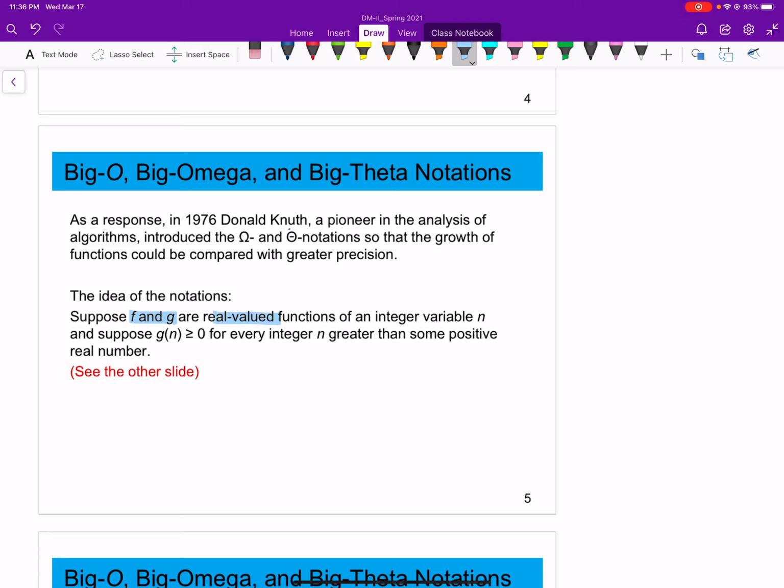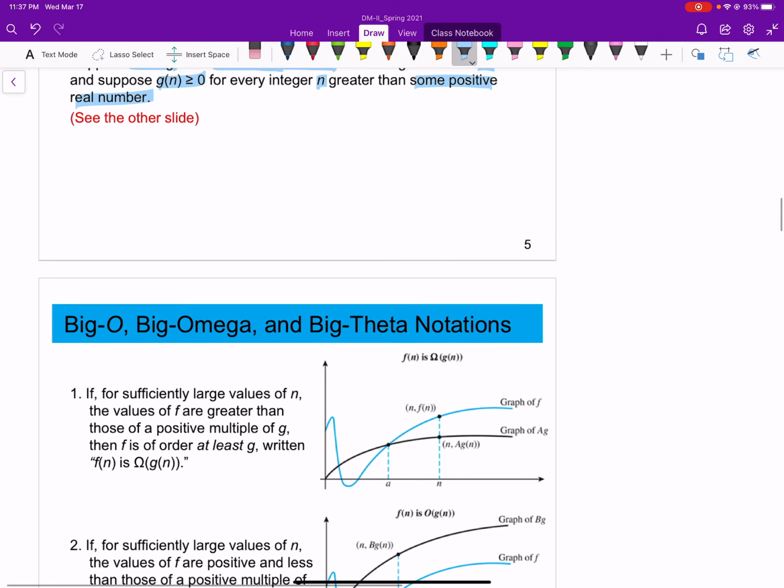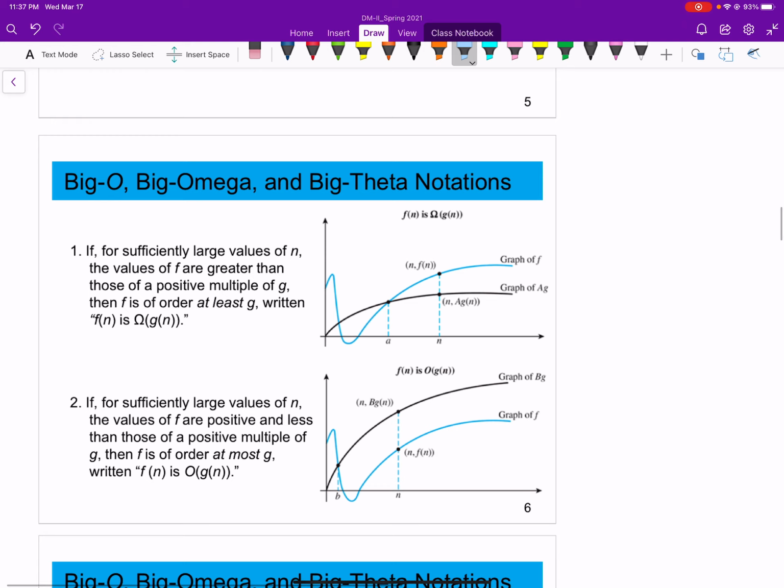F and g are real valued functions of an integer variable n, and suppose that g(n) is greater than or equal to 0 for every integer n, for every integer n greater than some positive number, then we have these results.